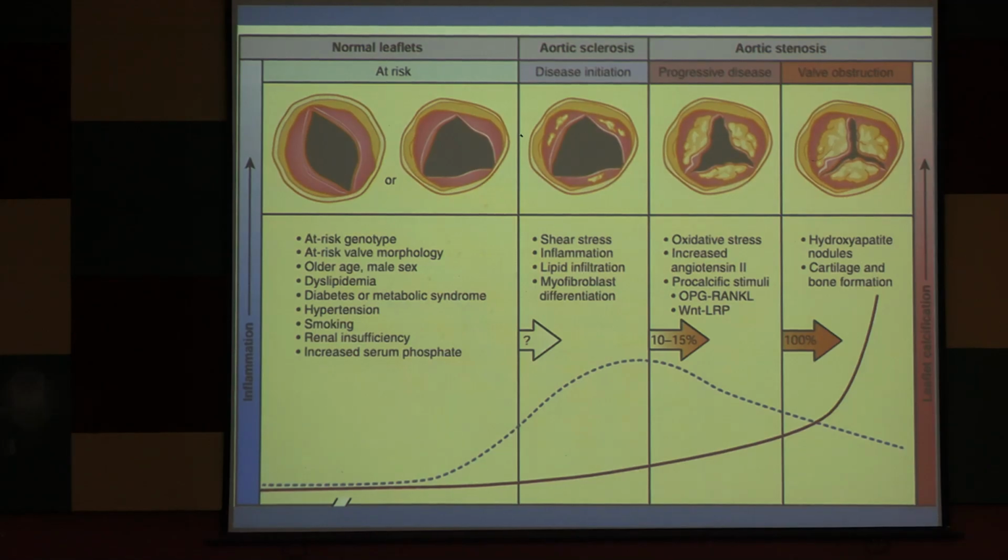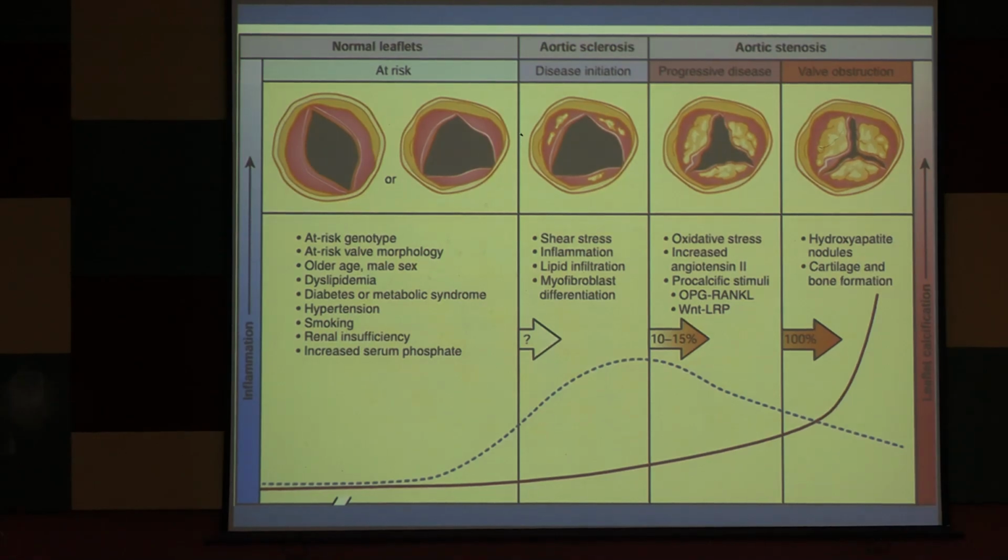Aortic sclerosis is the initiating point, that is the disease initiation. Disease initiation, then the next step progression or progressive disease, and ultimately the valvular obstruction. This is the stage or temporal profile of the genesis of degenerative calcified aortic stenosis. At risk, then disease initiation, then disease progression, then the valvular obstruction.